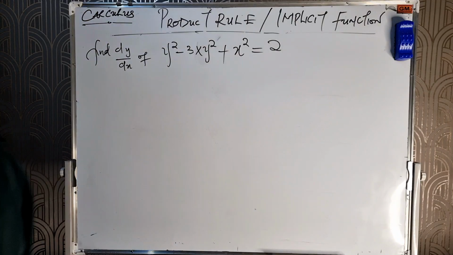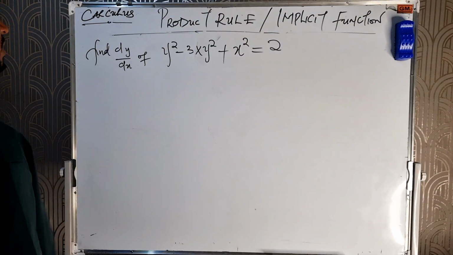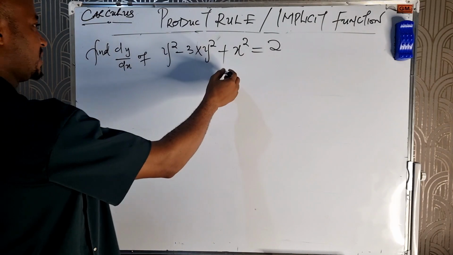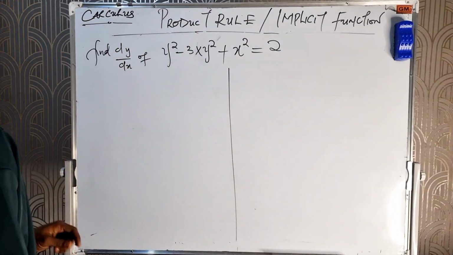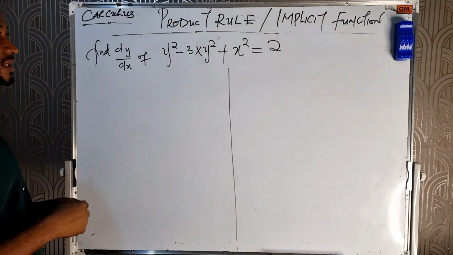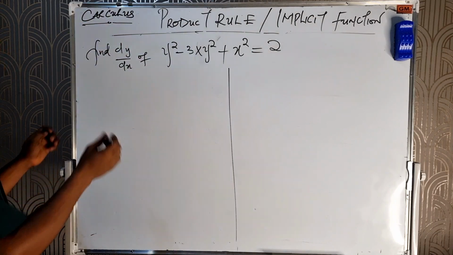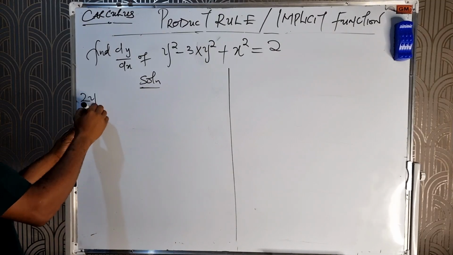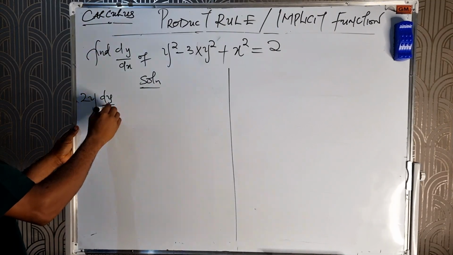Okay, we have a function that says find dy/dx of y² minus 3xy² plus x² equals 2. Definitely this should be an implicit function, right? So what do we do here? We have to apply the rule of implicit functions. So let's go to the solution. Let's differentiate y². We have 2y. The rule says multiply with dy/dx, right?